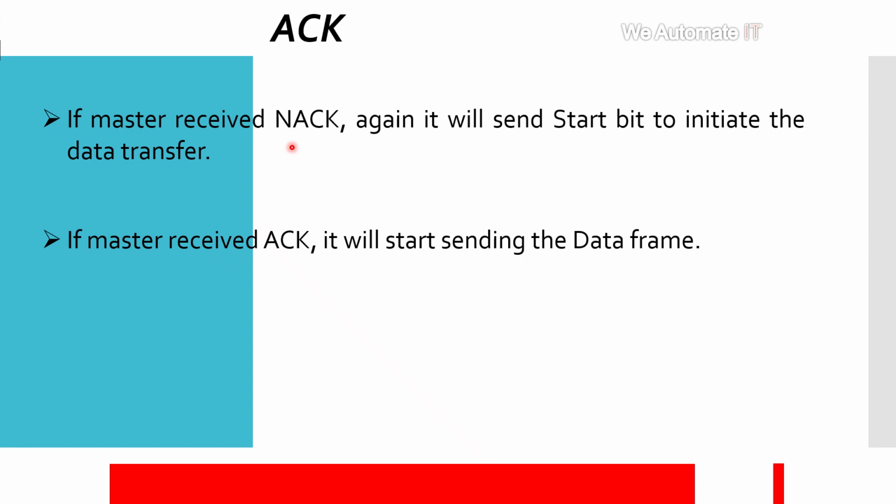Then, if the master receives the acknowledgement, it will start sending the data frame. So if the master receives an ACK from the slave, it will start sending the data frame, assuming that the bus is clear. So if it gets the acknowledgement back, it will send the data frames to the slave.